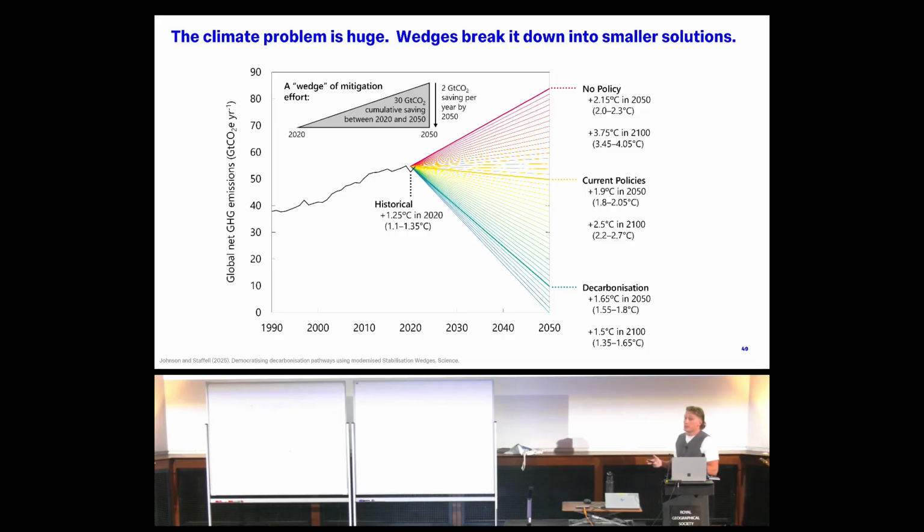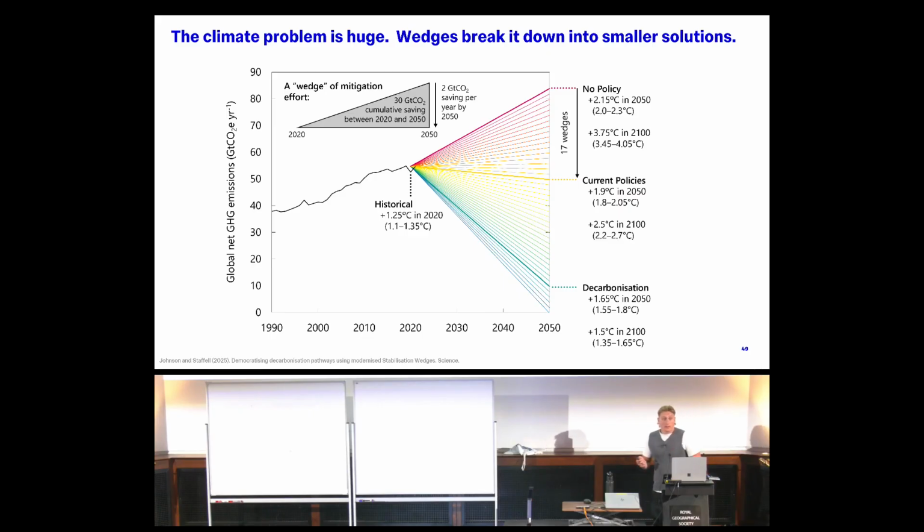These wedges break things down into smaller chunks, but for perspective, the UK's annual emissions are around 400 million tonnes. So decarbonising the UK completely would contribute just 1/5 of a wedge. These are still enormous chunks of carbon abatement.